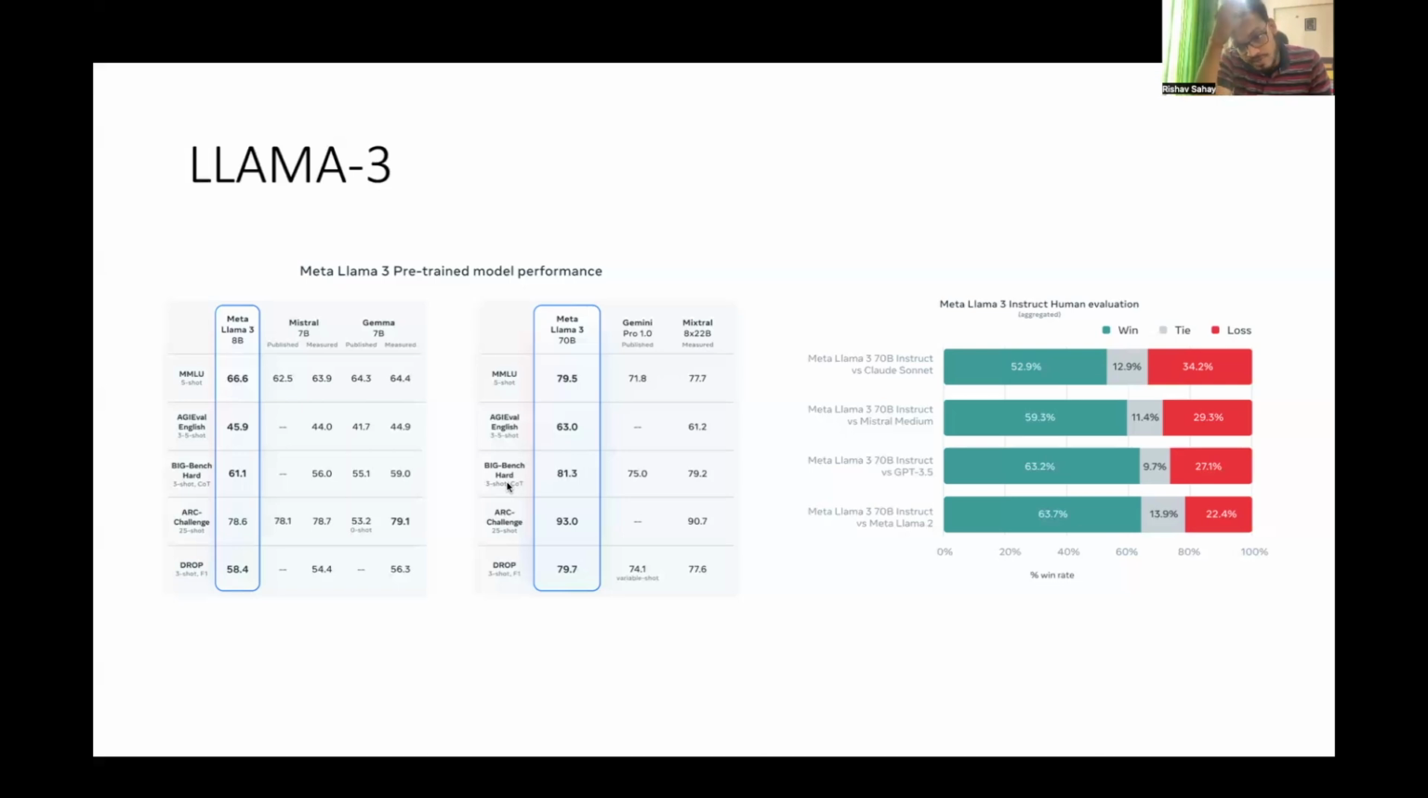We also present human evaluation results for Meta Llama 3 70 billion instruct. It wins 52.9% of the comparisons against Claude Sonnet. It outperformed Mistral Medium in 59.3% of the cases. Against GPT-3.5, as we see, it wins 63.2% of the time. When compared to Meta Llama 2, it shows a 63.7% win rate. These results indicate that Llama 3, especially the 70 billion version, is highly competitive with other leading language models in both automated benchmarks and human evaluations.